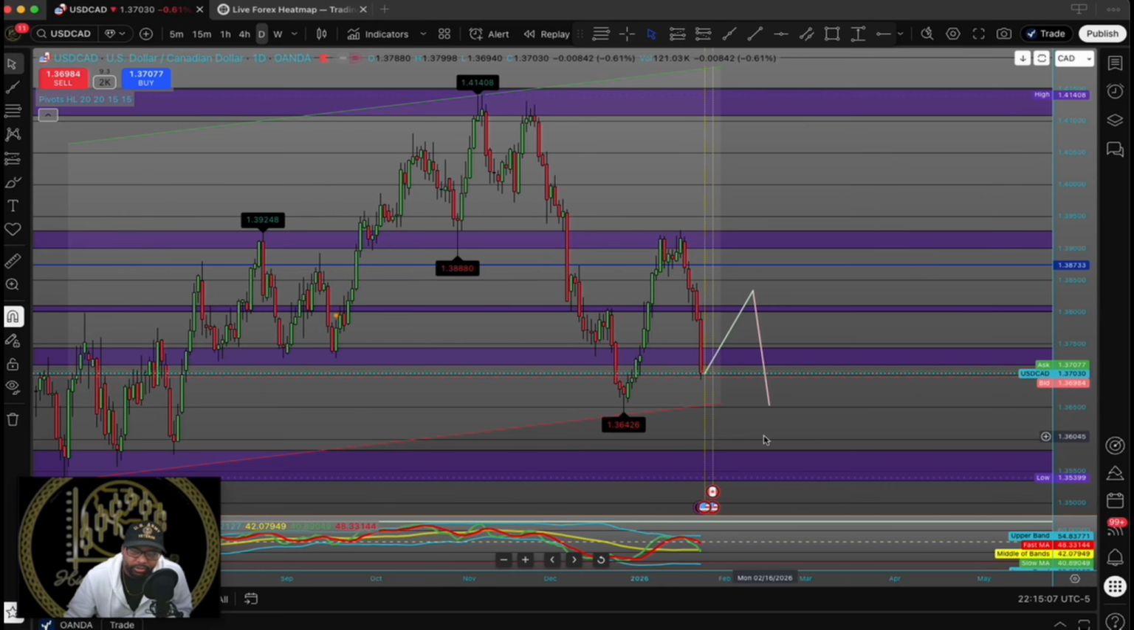Remember right here, you see there's a type of resistance right here. Well, kind of support right here. It could break that little, that it's not a strong resistance. That wouldn't be a strong support, right? But it could break, just like that one. Stop hunt and then back up.